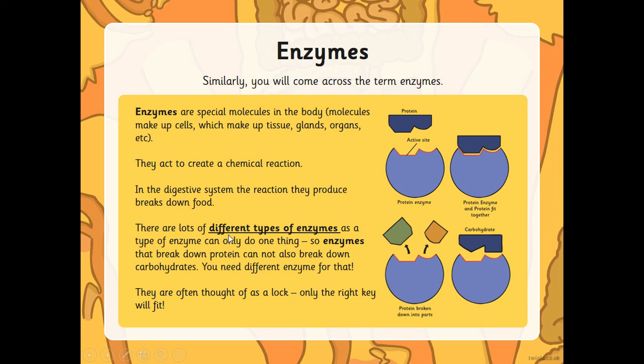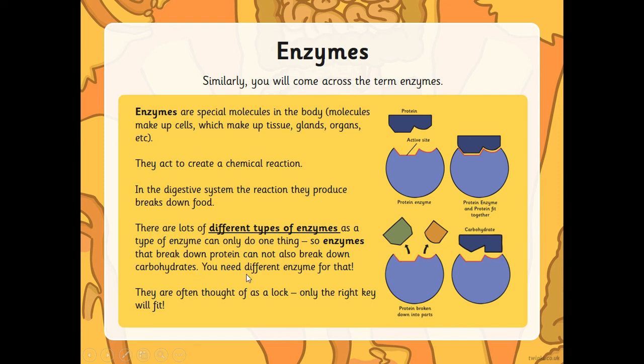So there are lots of different types of enzymes. A type of enzyme can only do one thing. So enzymes that break down protein, which we're going to be looking at with the different types of food, cannot also break down carbohydrates. So these are different food groups. So the enzyme has one job. So it will break down protein. And if it breaks down protein, then it won't be breaking down carbohydrates. That will be a different enzyme.